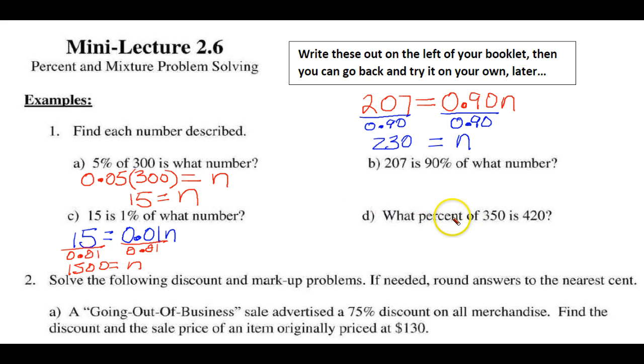Now, what percent? So we can use P for percent here of 350. Remember, of is multiplication, is 420. Now, how do we get the P by itself? We divide out the 350. Now, when we do that, we get P equals 1.2.